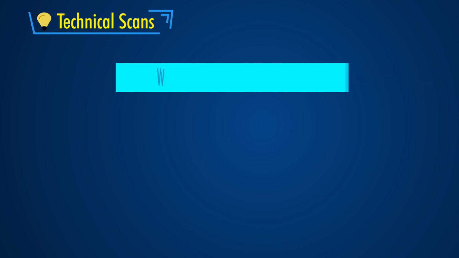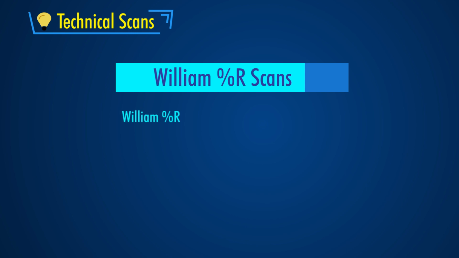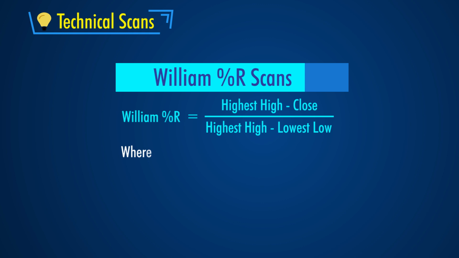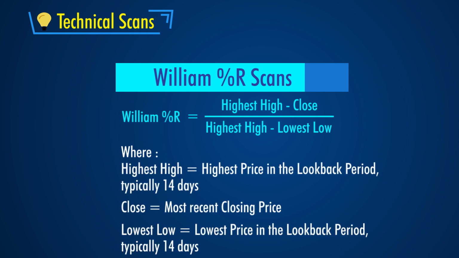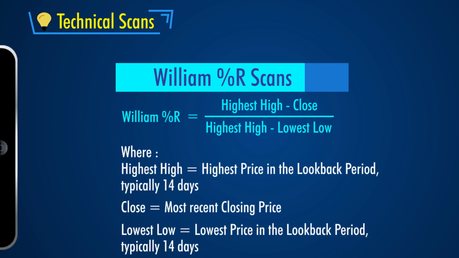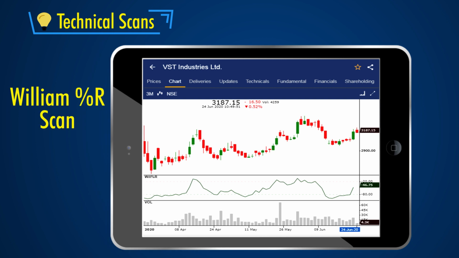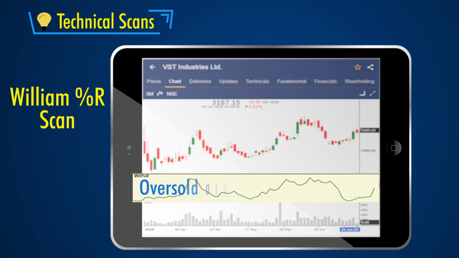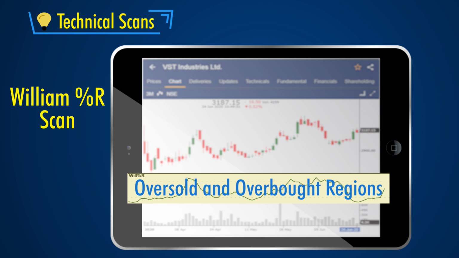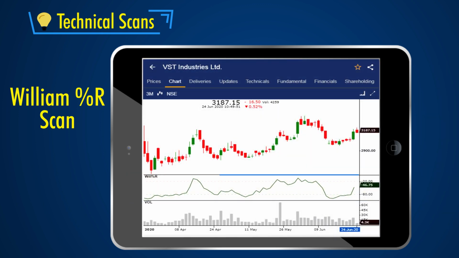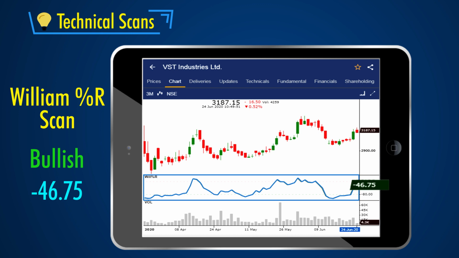Next is Williams Percentage R scans. Williams Percentage R is an oscillator that shows the current closing price in relation to the high and low of the past 14 days. There are many Williams Percentage R scans available in StockEdge that help us in filtering the stocks based on oversold and overbought regions. One of the scans is Williams Percentage R Bullish, that indicates bullish signal if Williams Percentage R has crossed -80 from below, as shown on the screen.